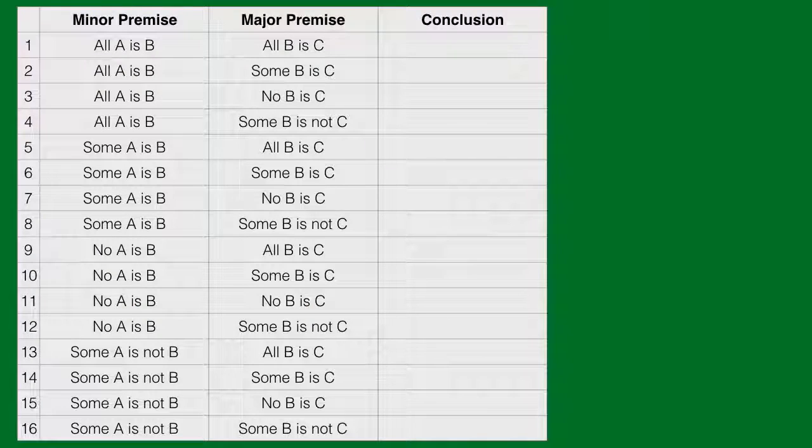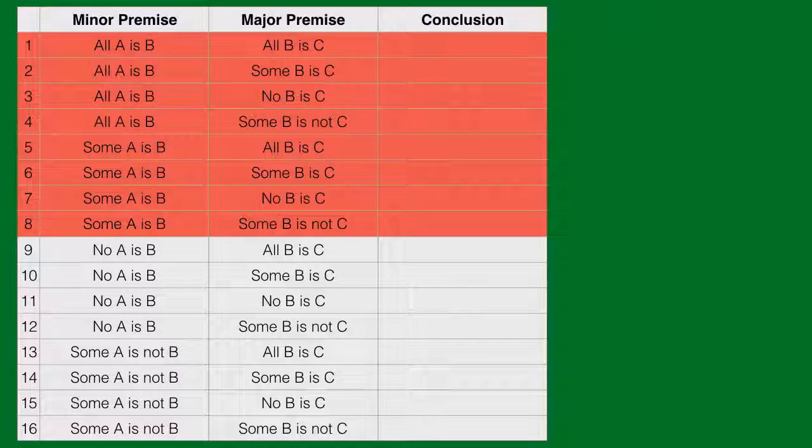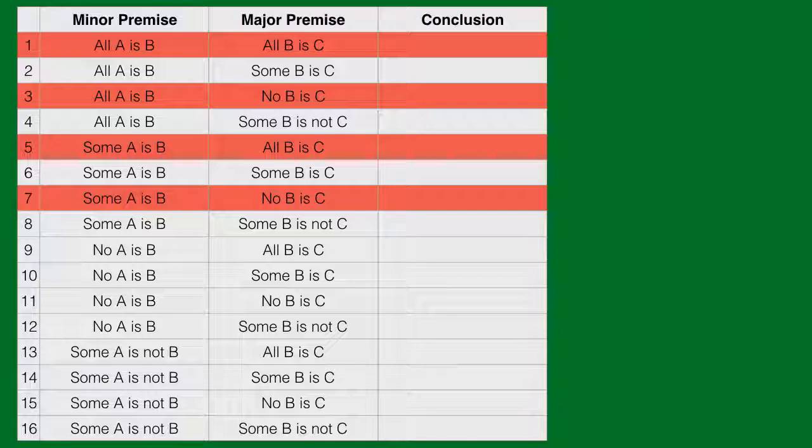So if we look at the 16 modes of the first figure, minor premise must be affirmative. That gives us these 8 modes. In all of these 8 modes, the minor premise is affirmative. Either all A is B or some A is B. That's the first condition. The second condition is that the major premise must be universally quantified. That eliminates 4 and leaves us with these 4, in which the major premise is universally quantified. Either all B is C or no B is C. So he tells us that these are the 4 concluding modes of the first figure.